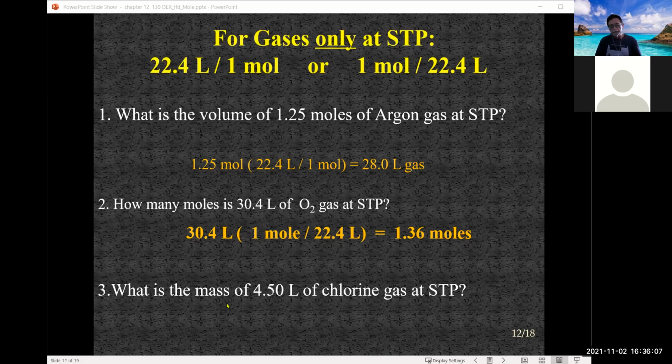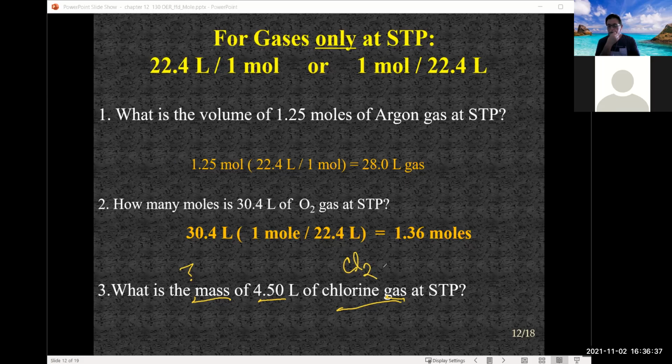All right, now here's the thing here. Let's work this problem out. They're asking you, what is the mass? So we're looking for the mass of 4.5 liters of chlorine gas. Okay, chlorine gas. So the keyword is gas, and obviously chlorine is Cl. It didn't say chlorine atom, they said chlorine gas, so that means it is diatomic.